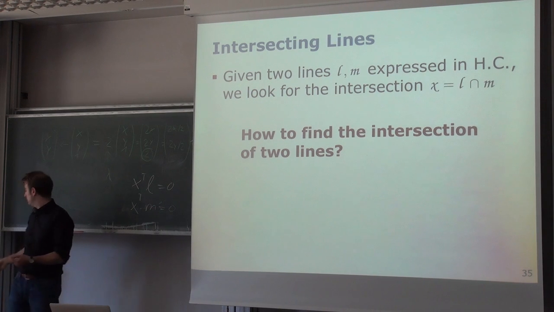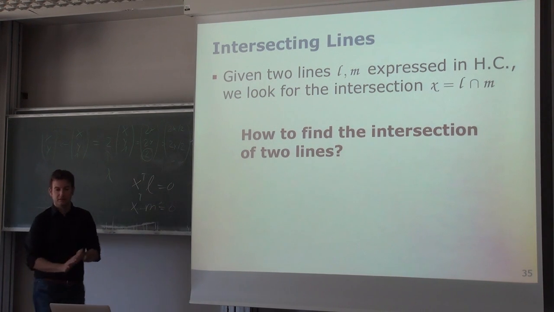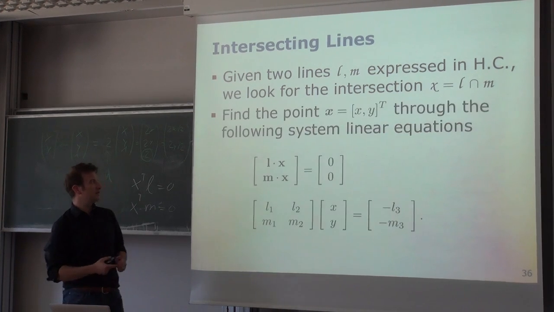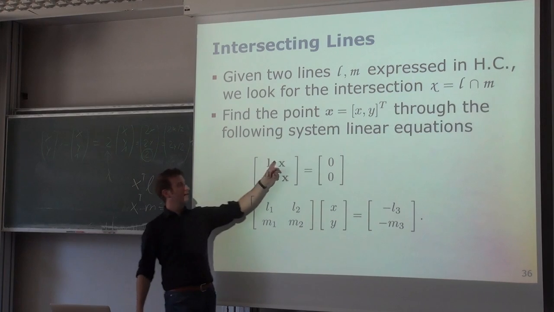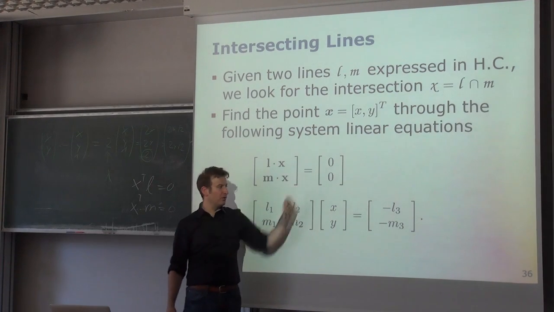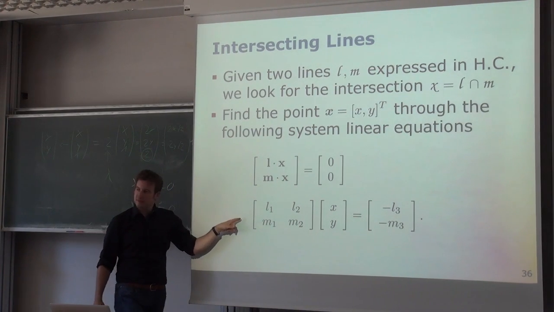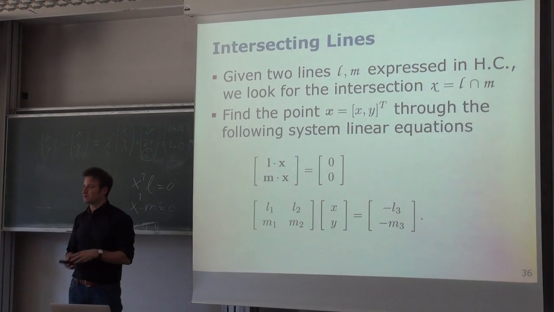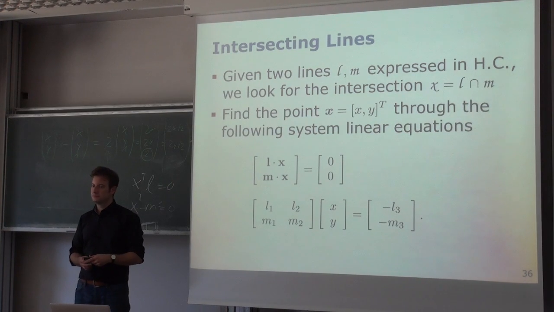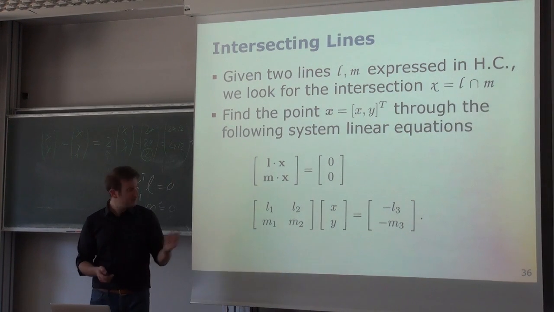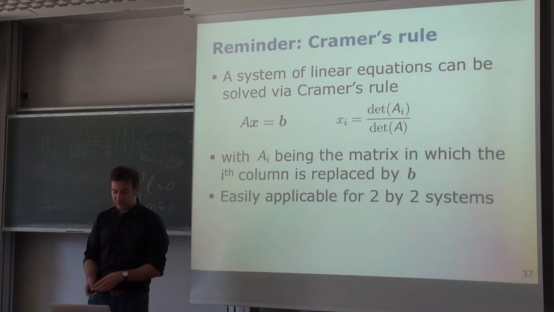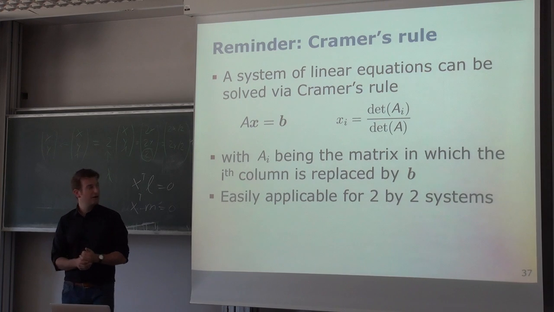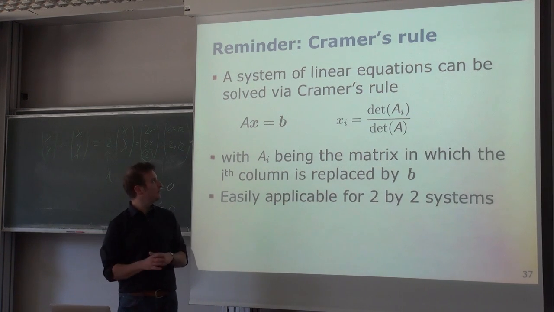This gives me a very simple system of linear equations which I could solve. We can do exactly that: L times x and M times x should both be 0. So this boils down to solving this system of linear equations. How can I solve such a system? One of the ways is Cramer's rule, which is very easy to use for small systems like 2x2 systems.